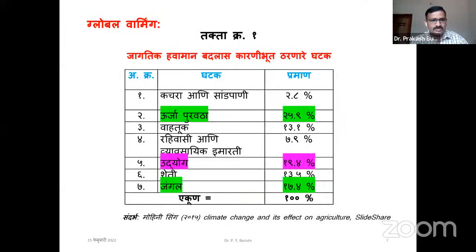तर ग्लोबल वॉर्मिंगचा विचार करता या ठिकाणी तक्ता क्रमांक 1 दर्शवतो की जागतिक हवामान बदलास कारणीभूत असणारे घटक कोणते आहेत. यांचं प्रमाण जर पाहिलं तर आपल्याला असं दिसतं की ऊर्जा पुरवठा हा घटक जवळपास एकूण घटकांचा विचार करता 1/4 पेक्षा जास्त प्रमाण असलेला दिसून येतो. यानंतरचा दुसरा घटक आहे उद्योग, त्याचं प्रमाण आहे 19.4% आणि त्या खालोखाल जंगल या घटकाचं प्रमाण 17.4% असलेलं आपल्याला दिसून येत आहे.